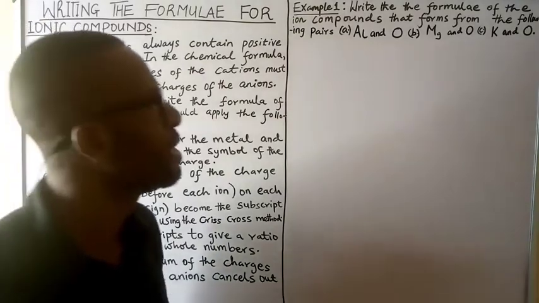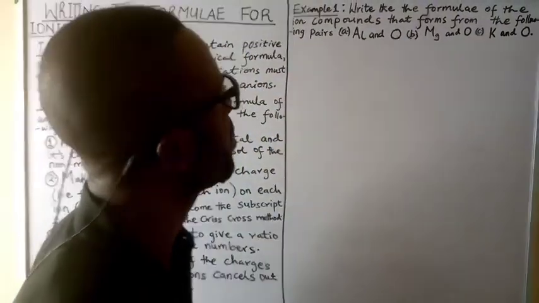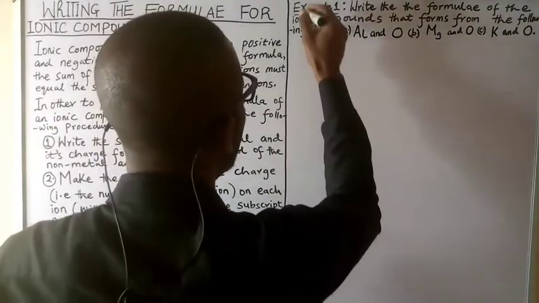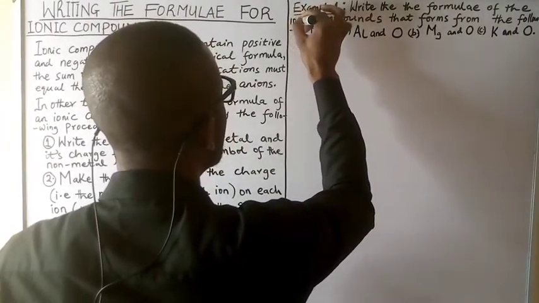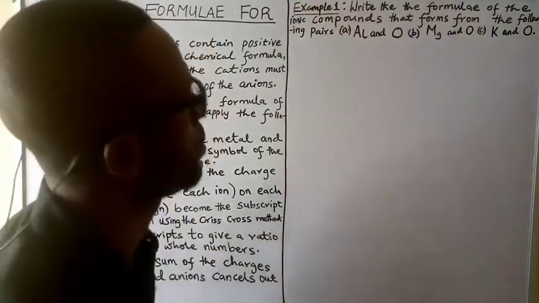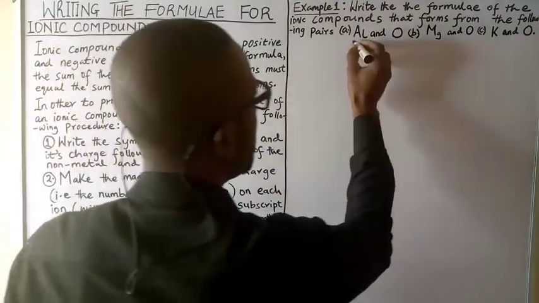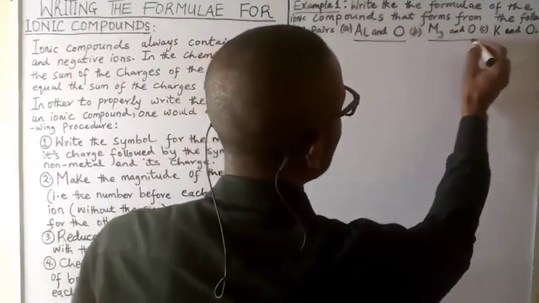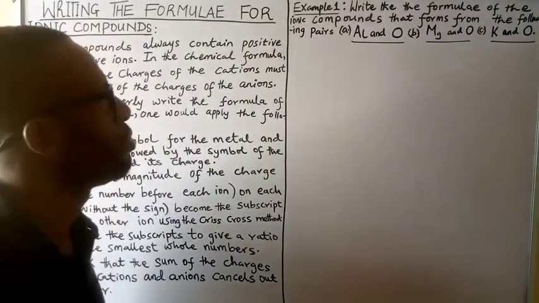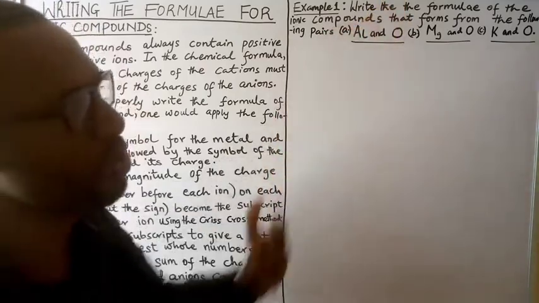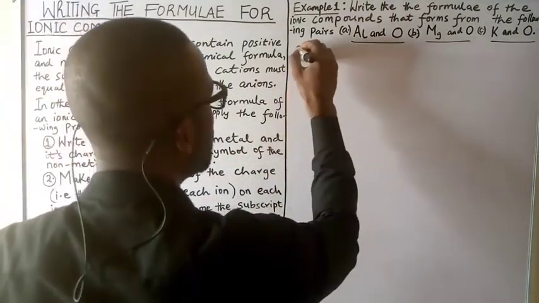The first example they gave us here says: write the formulae of the ionic compounds that form from the following pairs. We have three pairs here: aluminium and oxygen, magnesium and oxygen, and potassium and oxygen. They say we should write the formulae, plural of formula, because we are dealing with three different things. So, solution.